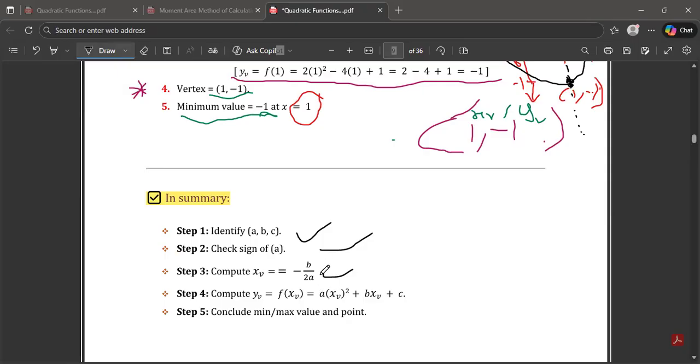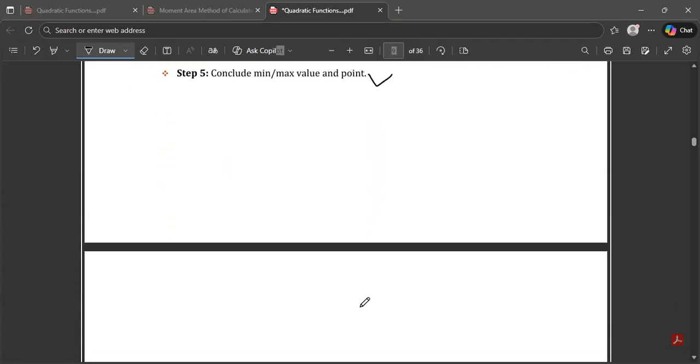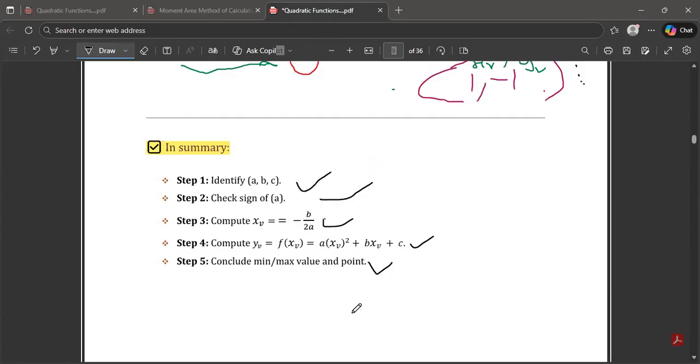One day we'll prove the almighty formula and you see how this formula was obtained. To get your Y subscript V, you just substitute your turning point into your main equation and you are going to get the answer, okay. Finally, you have to conclude the minimum point and the maximum point of the curve, and then you are good to go. Is that clear?